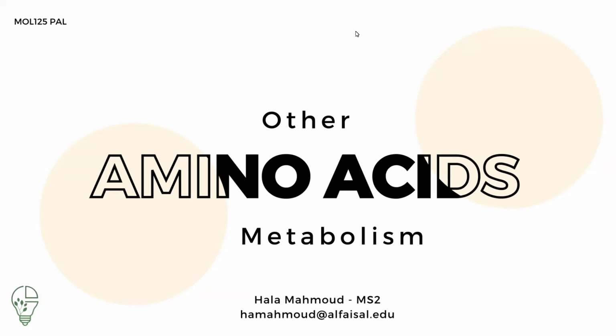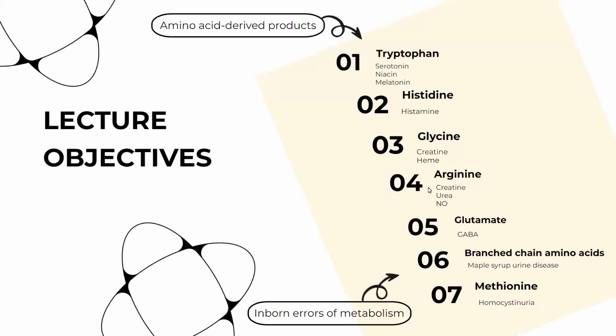So today's PAL is going to be regarding the metabolism of amino acids. Previously, it used to be given as two separate lectures, but they decided to combine it this year as one. The first part will be about the products that we can get from amino acids, and the second part will be the inborn errors of metabolism. First we'll talk about the things we get from tryptophan, histidine, glycine, arginine, and glutamate, and then we'll mention a few diseases related to the inborn errors of metabolism.